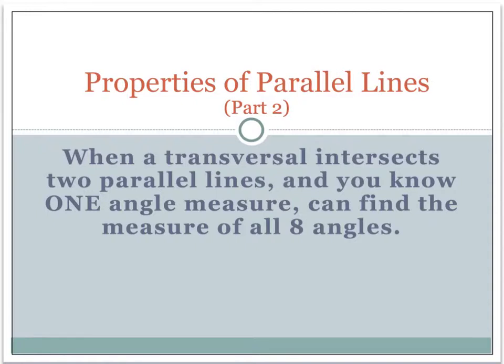All the things that we're going to talk about are going to define all 8 angle measures when you have that picture of a transversal that intersects 2 parallel lines. We must know one of the 8 angle measures, and if we know one of them, we can find all of the 8 angles in that picture. Let's take a look at an example.